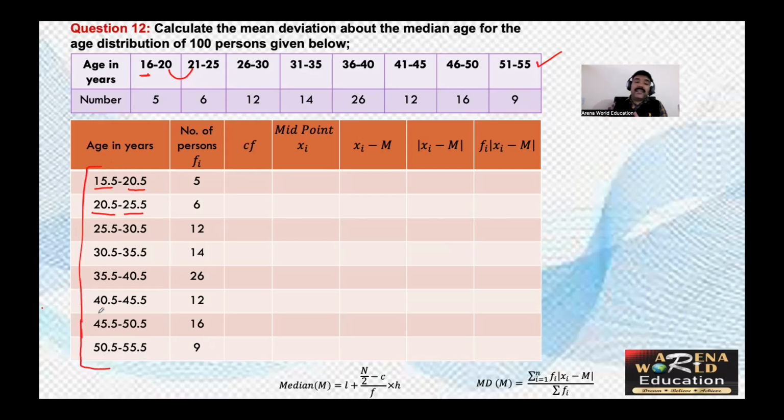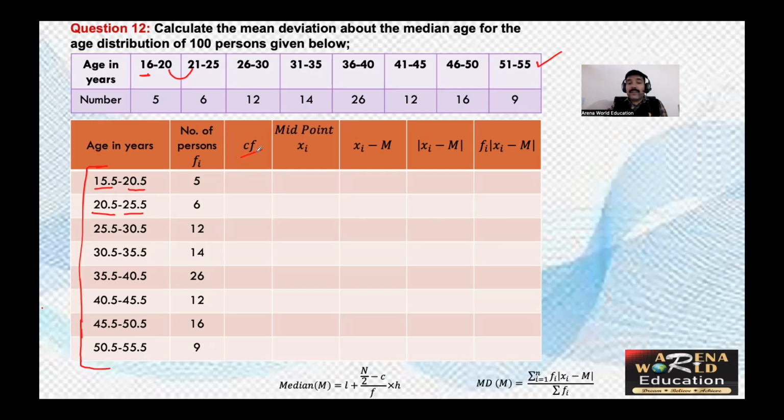Now easily we can solve this question just like the previous question. Always remember, whenever you deal with these types of questions, first of all you have to write the frequency distribution in continuous form, right? So now what is the next step?